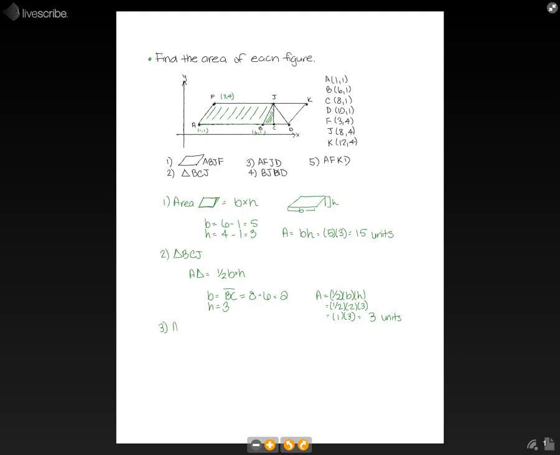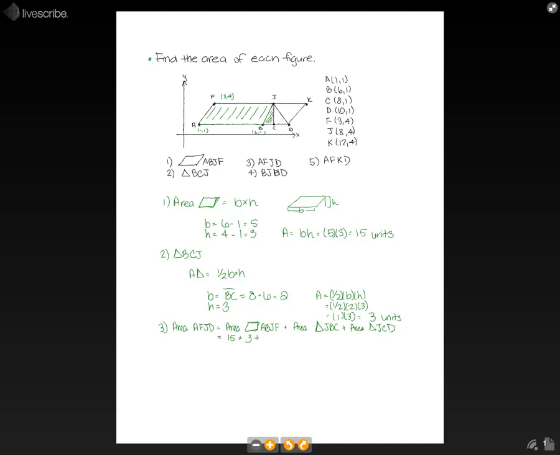So we know that the area of AFJD equals the area of parallelogram ABJF plus the area of the triangle JBC plus the area of the triangle JCD. So we know that the area of the parallelogram is 15. The area of the triangle is 3. And now we just need to find the area of triangle JCD.